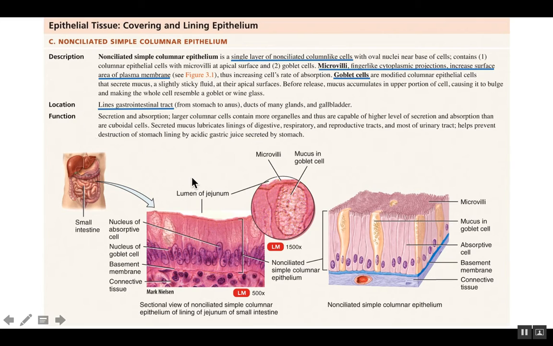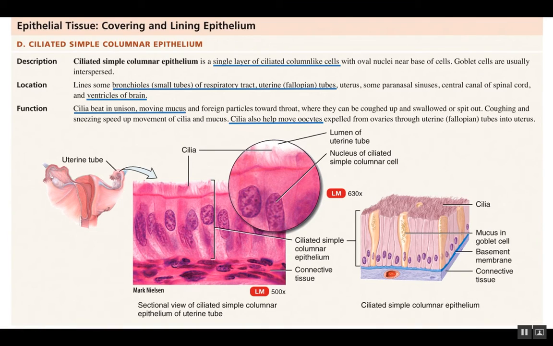So where would you find this simple columnar epithelium? You would find it lining your GI tract, some ducts, some glands, and gallbladder. This, I again will mention, has microvilli, where this next simple columnar has cilia. Notice the cilia looks a little more hair-like than the microvilli. Completely different function as well.